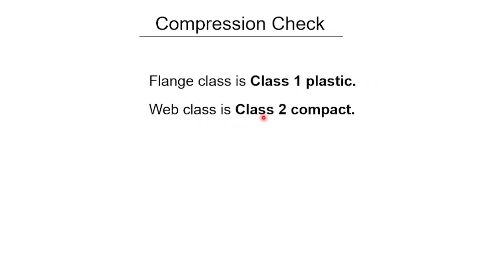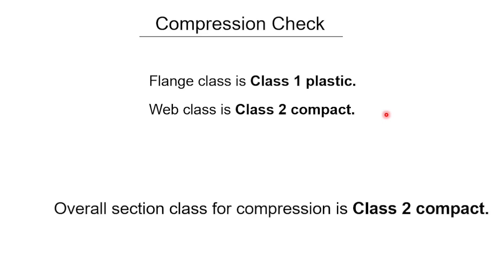Now I can summarize the results. Compression check: flange class is class 1 plastic. Web class is class 2 compact. That means overall section class for compression is class 2 compact. Here you can see there are different classes, but I choose class 2 compact. That's because we always give priority to the higher number of class.